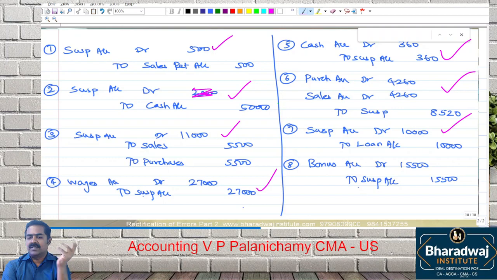Bonus is not considered for trial balance, means ledger la post பண்ணிட்டோம், trial balance ல எடுத்துக்கல. Bonus is an expense or income? Bonus for the business, it is given to the employees, expense. So consider now. Bonus account debtor to which account? Suspense account. Ledger balance not considered. Consider now, bonus account debtor to which account? Suspense account.